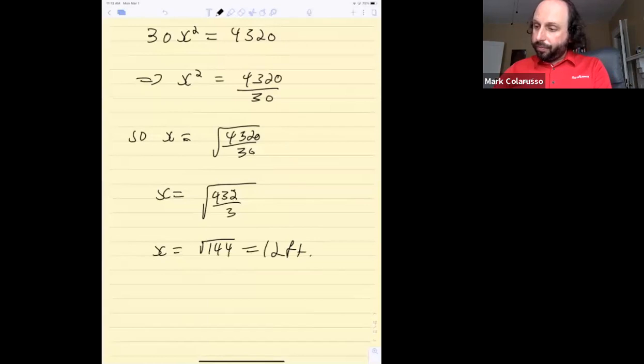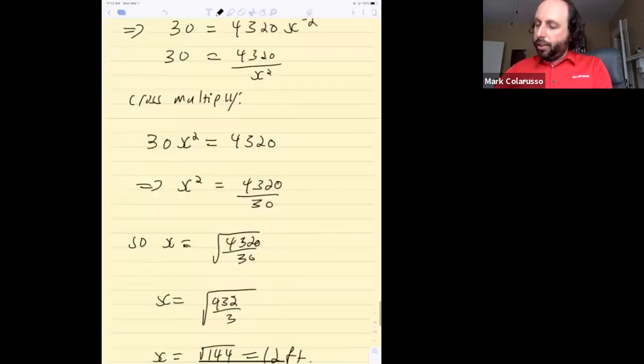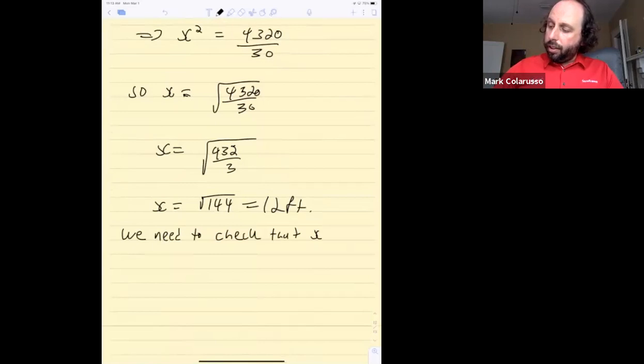feet. And we should check that this is a maximum. Oh, sorry, minimum. Sorry, minimizing cost. So we need to check x equals 12 feet yields a minimum.